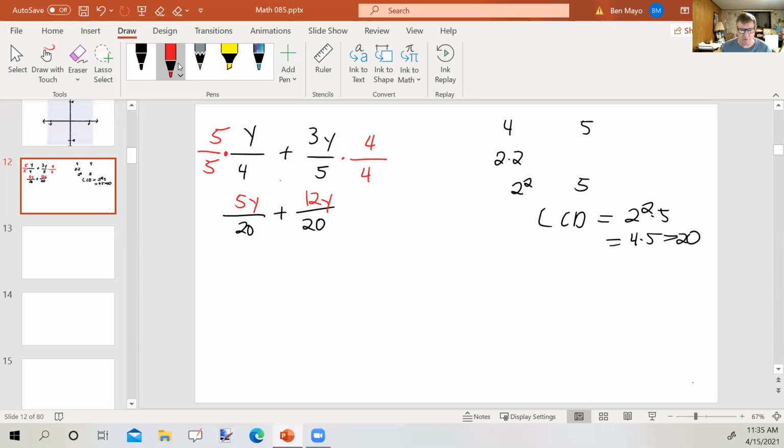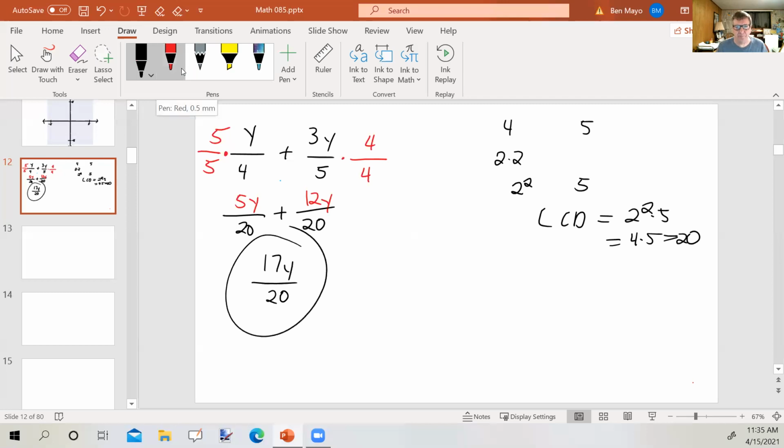Now we have two fractions with the same denominator, so we add the numerators. 5y plus 12y is 17y over the common denominator. Now, can we reduce that fraction 17y over 20? And it turns out that we can't, so this would be our final answer. All right, let's take a look at another example.